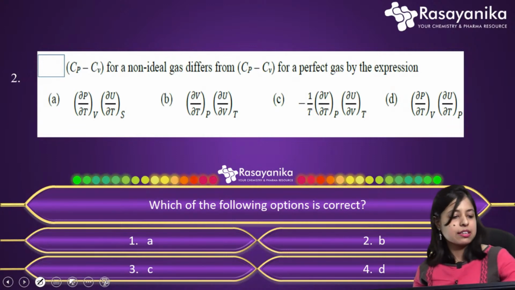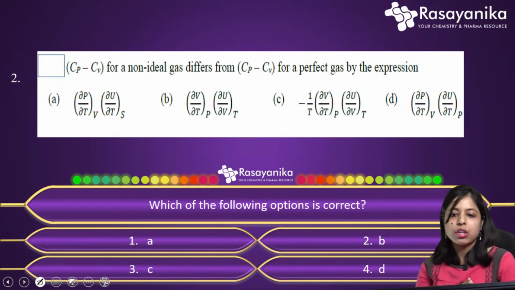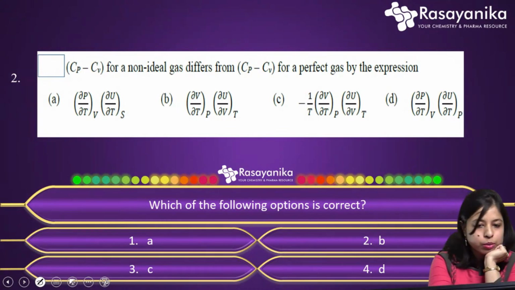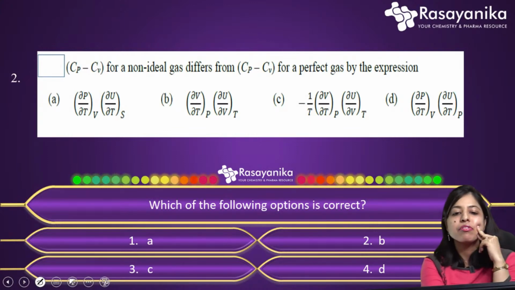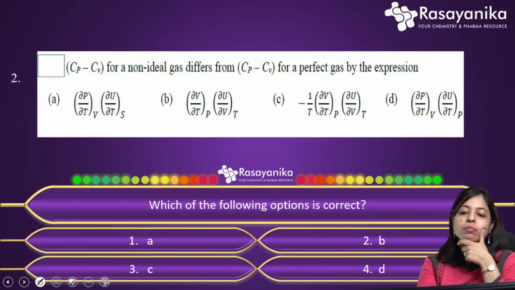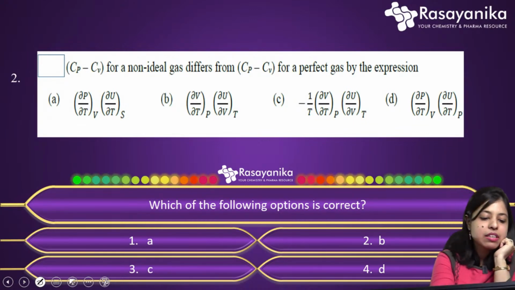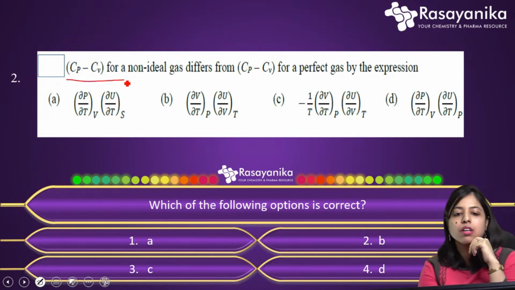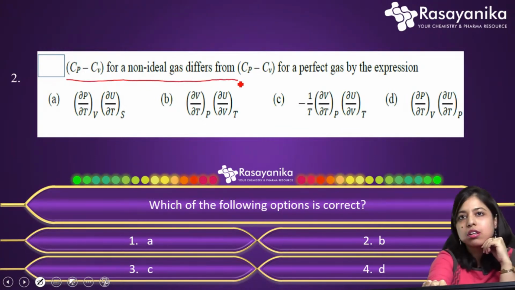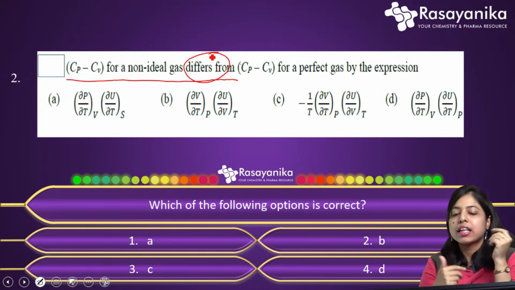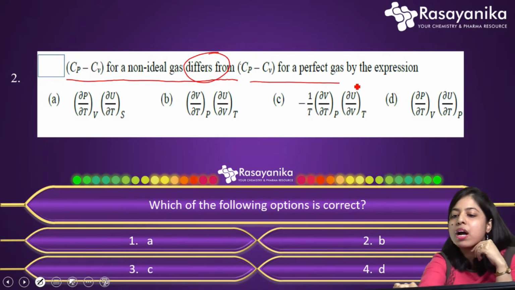Okay, so let's find the answer. I just want to give you the correct option. So basically, we are given Cp minus Cv for a non-ideal gas, which differs from Cp minus Cv for a perfect gas by the expression. So you have been asked in the question to find the Cp minus Cv term for a non-ideal gas, and differs from means minus, that is, you have to take the subtraction of Cp minus Cv for a perfect gas.